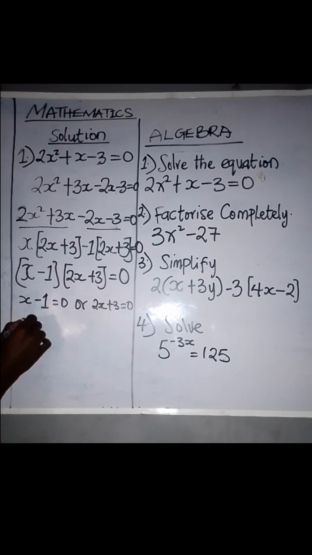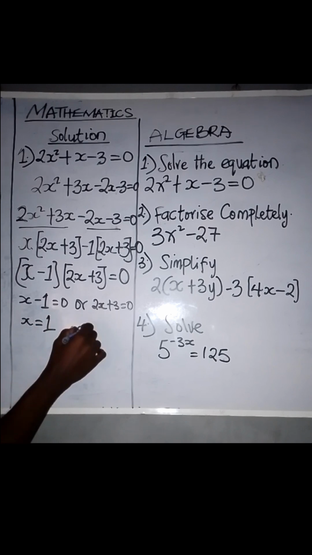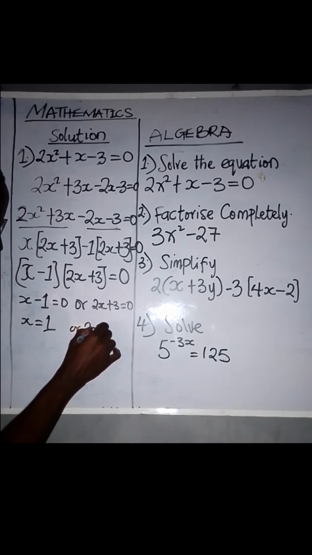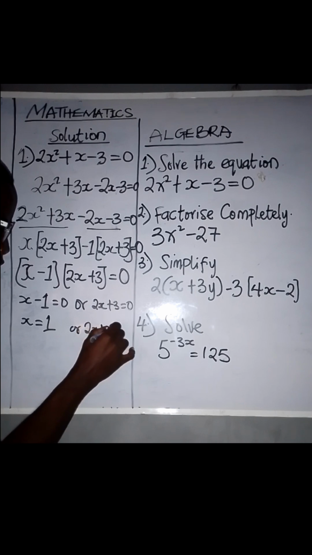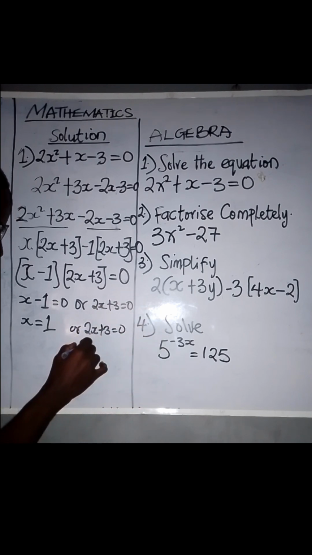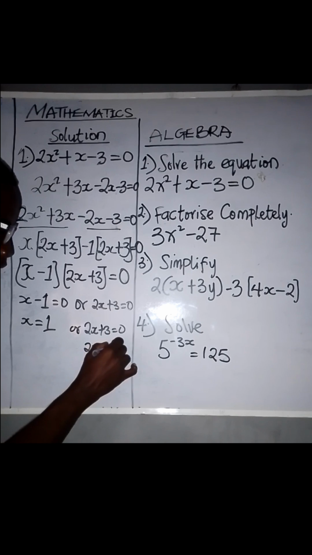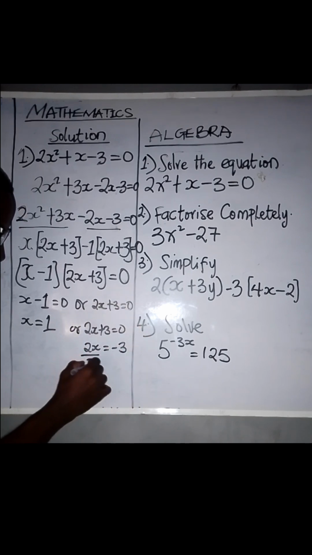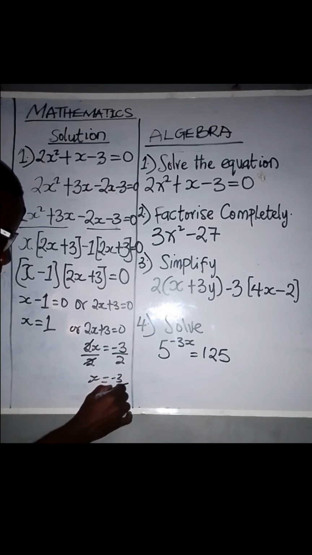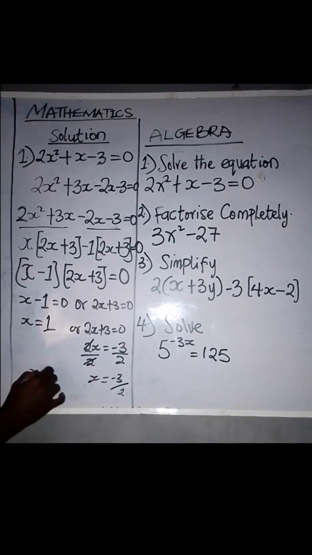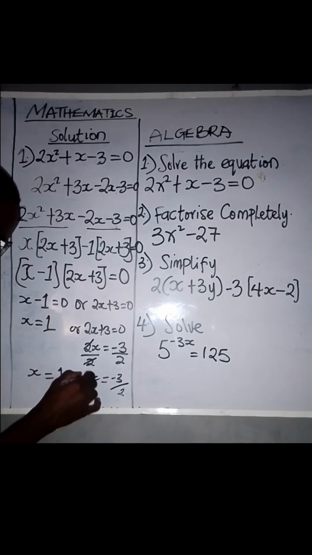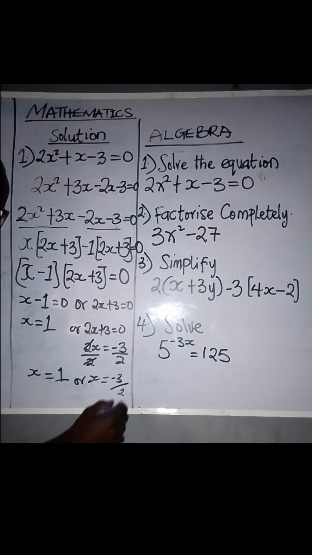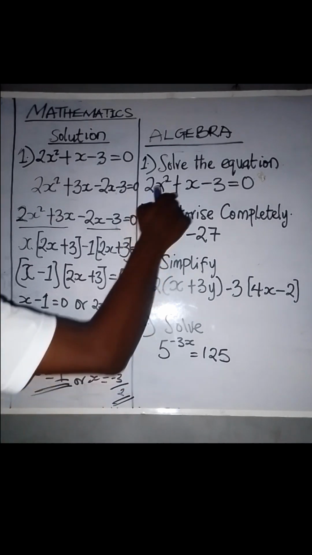So my x is equal to what? When 1 moves to this part, my x is 1, or then I have 2x plus 3 equal to 0. Then if 3 is moving this way, 2x equal to minus 3. Plus 3 moved, it became minus 3. Then divide both sides by 2 to get my value of x, which is minus 3 over 2. So I have two values of x: x is equal to 1, or x is equal to minus 3 over 2. So this is my answer for number 1.